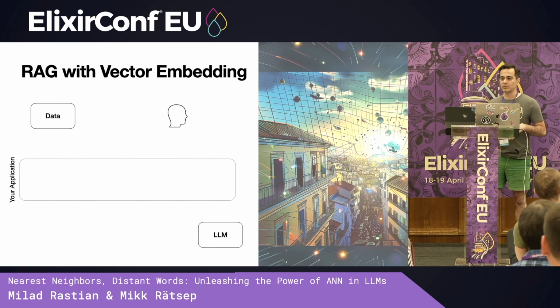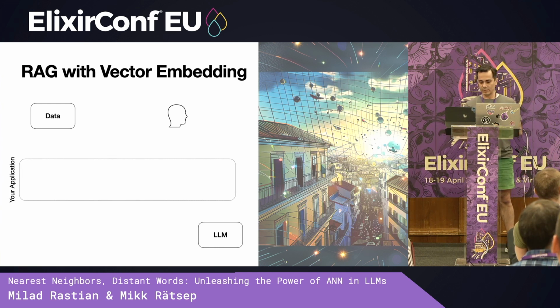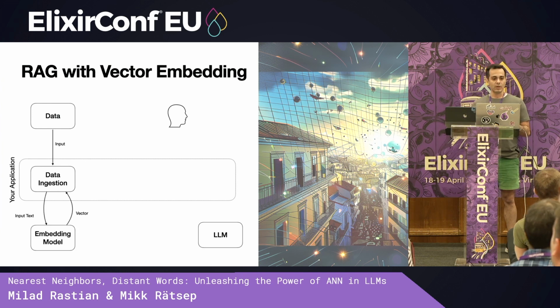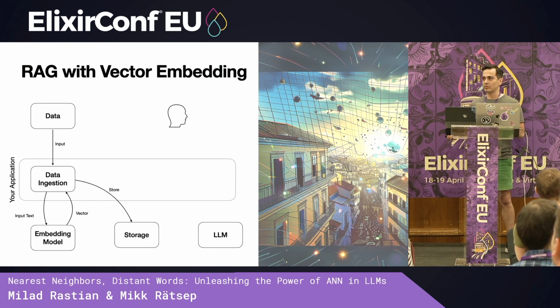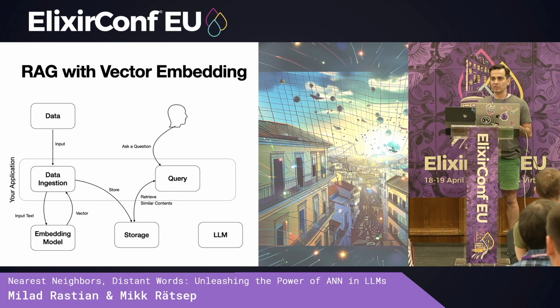Thanks. So with this knowledge, let's update the graph that we saw before. We have our application, get the data, give it to the embedding model, get the vectors back, and then store it in a storage system. When the user asks a query, we retrieve the similar contents and then ask the LLM to answer that, and then we get the answers back.